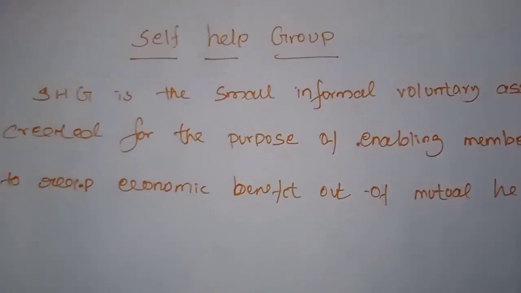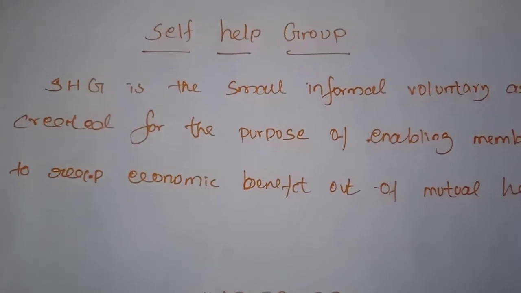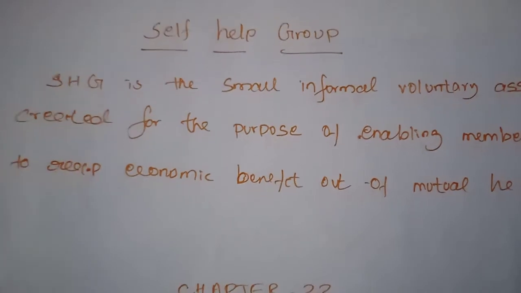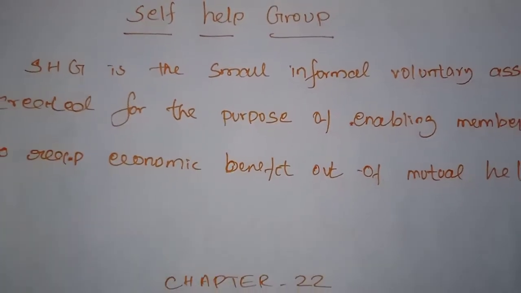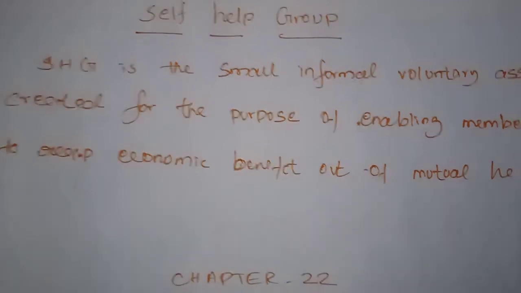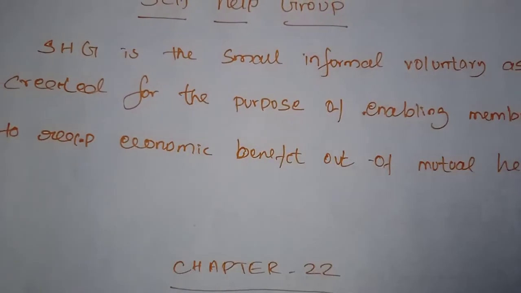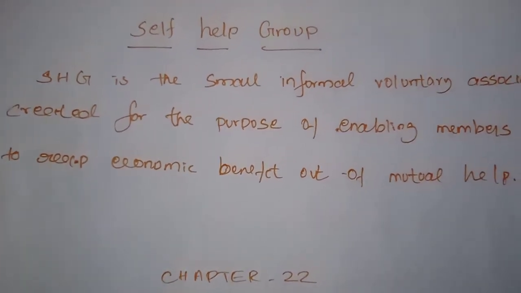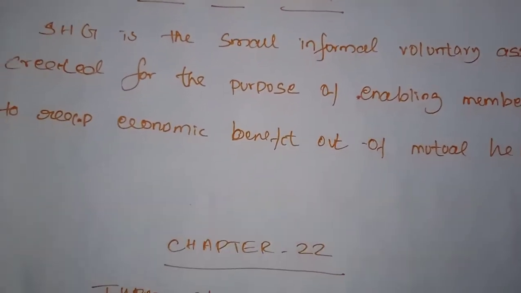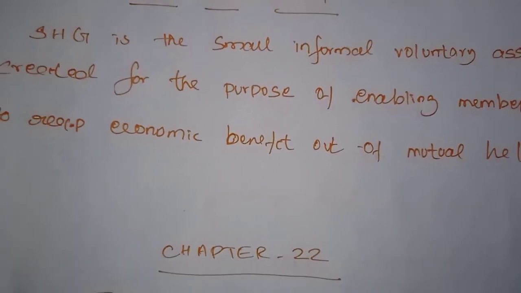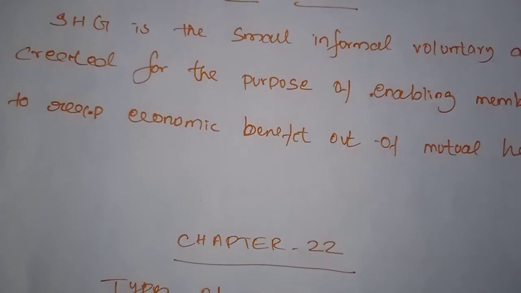Normally we can see many self-help groups existing in our society, both male self-help groups and female self-help groups. From the words themselves we can easily understand the meaning of a self-help group. Some number of people join together and form an organization for the purpose of enabling their members to reap economic benefit out of mutual help, solidarity and joint responsibility. On what basis? On the basis of mutual help, solidarity and joint responsibility.